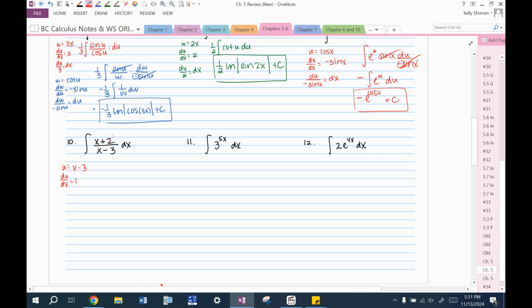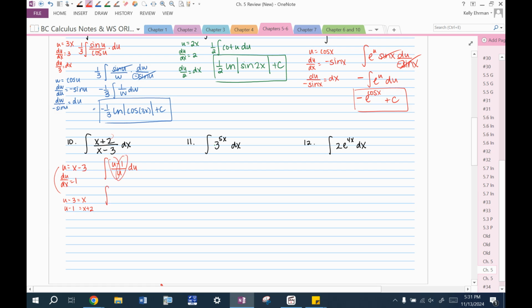But remember the trick that we used was to solve this equation for x. So u minus 3 equals x. Now I want x plus 2, so if I add 2 to the right side, I add 2 to this side. x plus 2 will be u minus 1. Or you could do u minus 3 plus 2, u minus 1. So now it's u minus 1 on top over u on the bottom, du here.